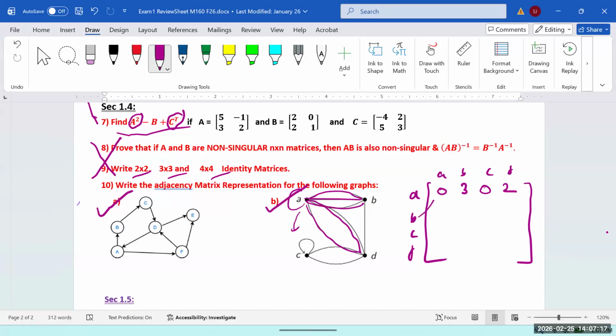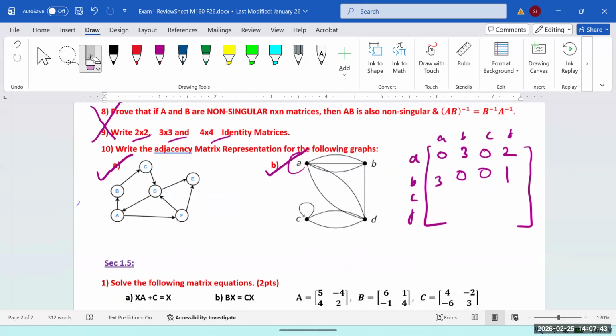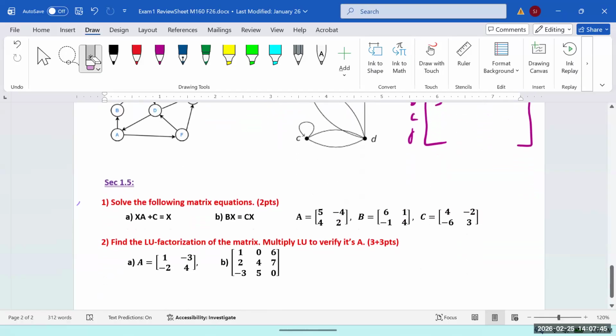So B to A, it's an undirected graph, so you have 3 ways. B to B, there is no loop, so it's 0. B to C, there is no direct path, 0. And B to D, there is only 1 path, so 1. So that's what you have to do. Observe how many ways you can go from one position to another position, and then record them in matrix format. So 2 of them, okay?